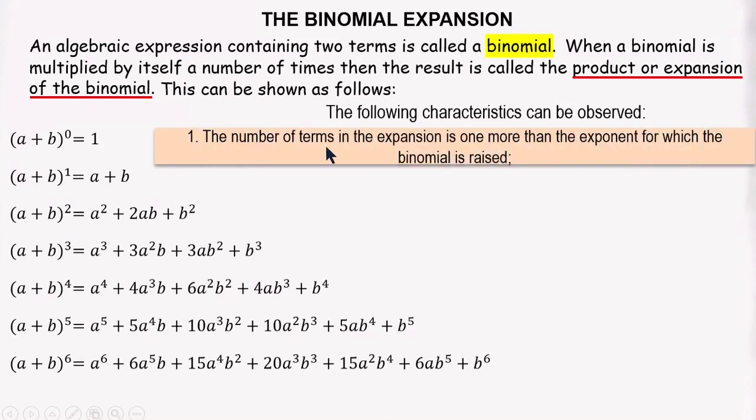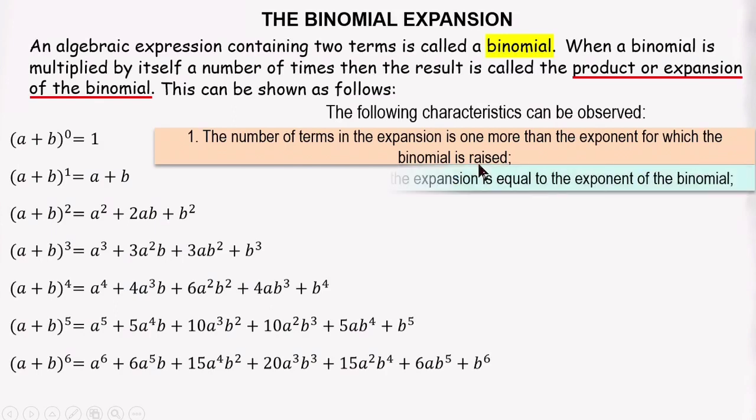First, the number of terms in the expansion is 1 more than the exponent to which the binomial is raised. So if the exponent is 0, that means there's only one term. And remember, any number or value raised to 0 is 1. If the exponent is 1, then there are two terms. If 3 is the exponent, the number of terms is 4. If the exponent is 6, then there are 7 terms: 1, 2, 3, 4, 5, 6, 7 terms. So the number of terms in the expansion is 1 more than the exponent to which the binomial is raised.